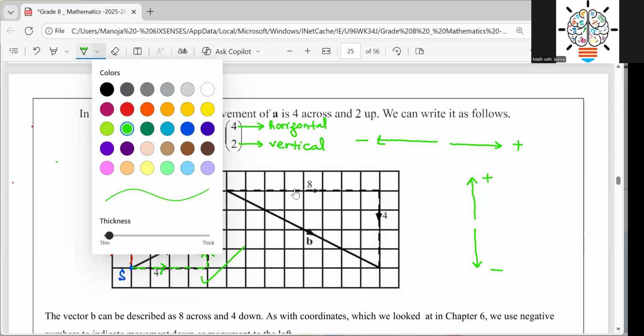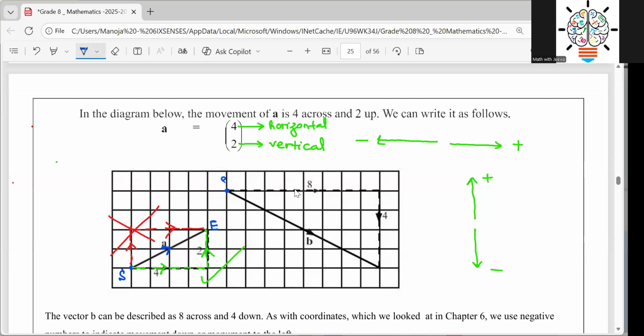In the second example, children, this is the starting point, right? How am I going to find the starting point? I look at the arrow. When I look at the arrow, I can see it starts from here and it ends at this point. So this is the end point.